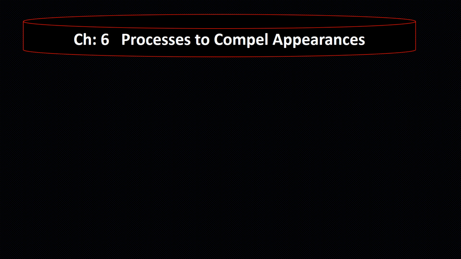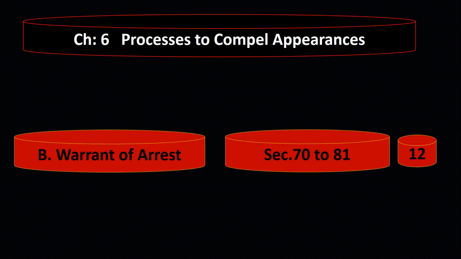Now we come to the second part of chapter 6, process to compel appearances, that is warrant of arrest, under the provisions of section 70 to section 81, a total of 12 sections.